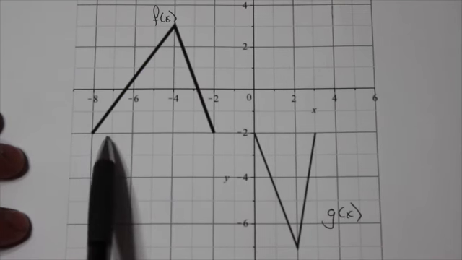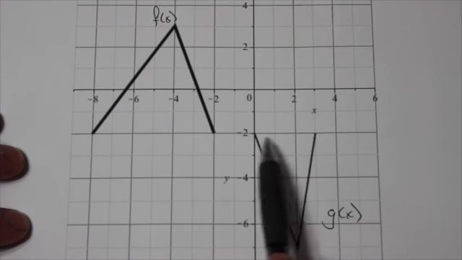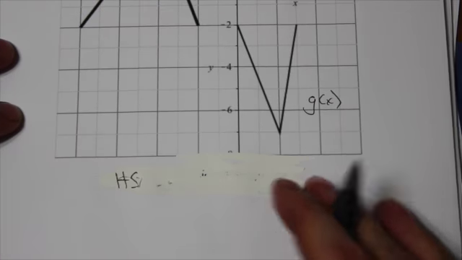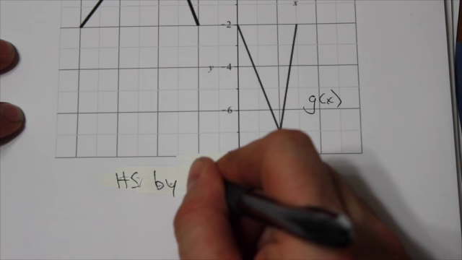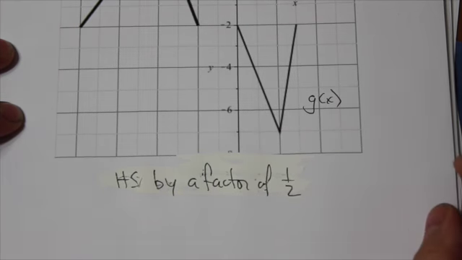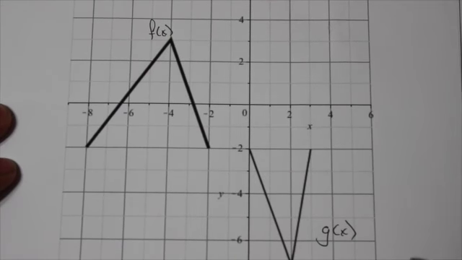Horizontally, how far is it? So it's 1, 2, 3, 4, 5, 6. And g is 1, 2, 3. So there has been a horizontal stretch. Horizontal stretch by a factor of 1/2. Okay, so g of x is half as wide as f of x.